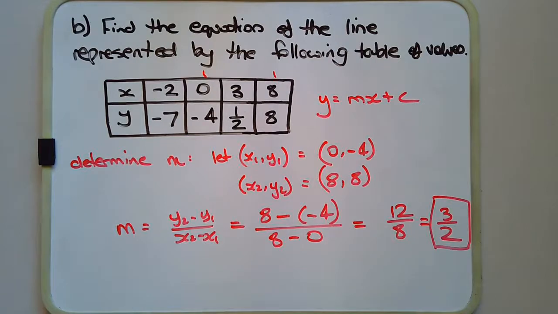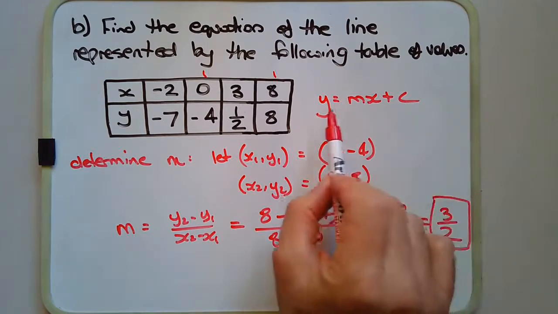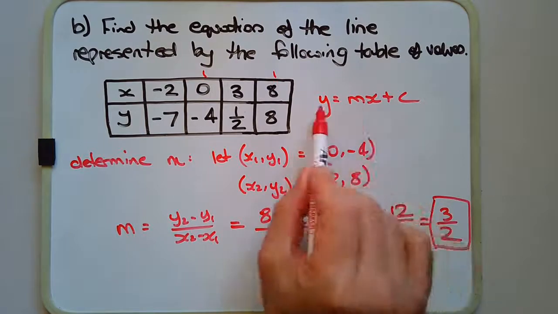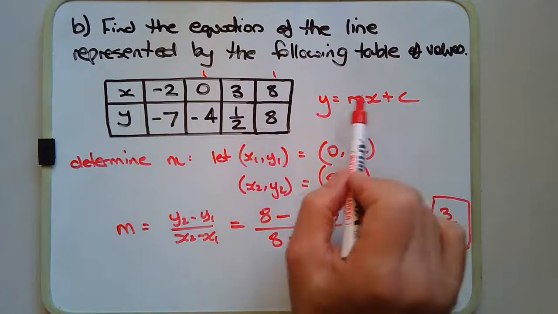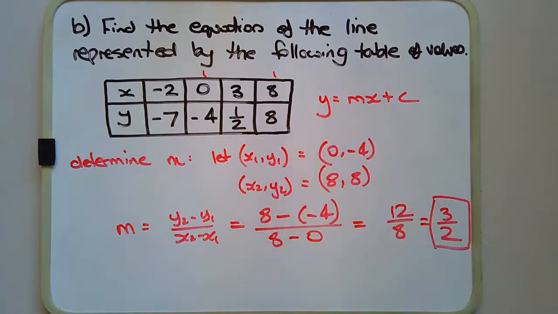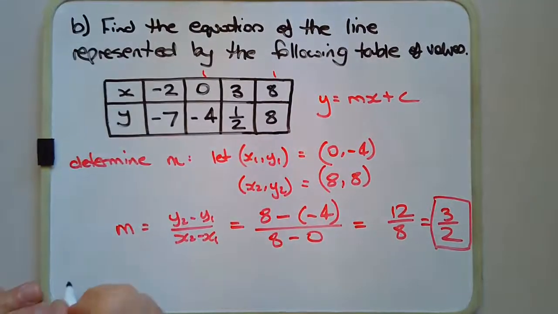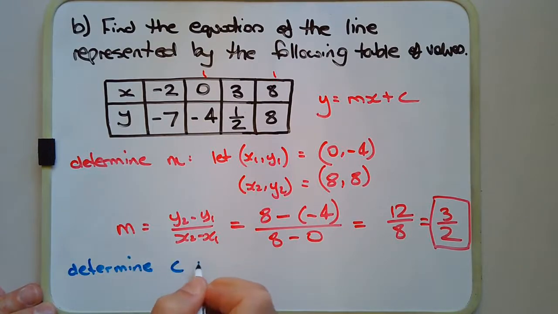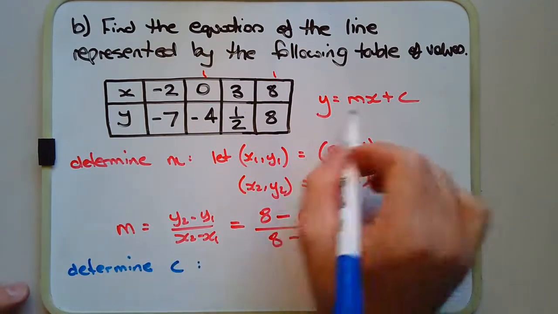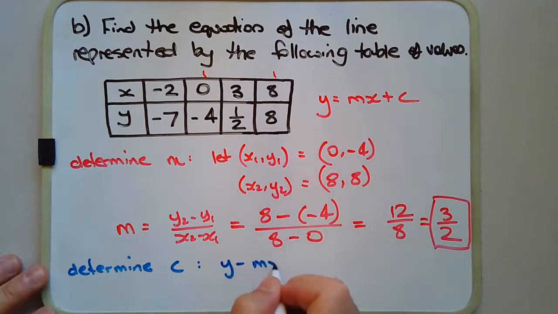Now we need to determine the y-intercept. How are we going to do that? Recall, what do we do with the formula? I want the c, and I've got the m. I can use any convenient x and y values, and there are plenty to pick from in the table of values. We're going to rearrange the gradient-intercept formula of the line. So to determine the c, we rearrange this formula: y minus mx is equal to c.